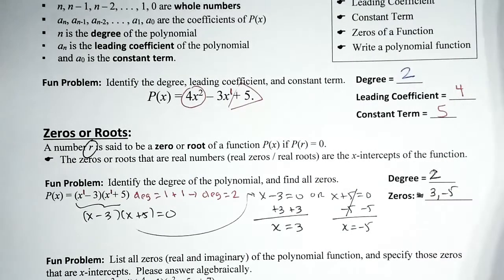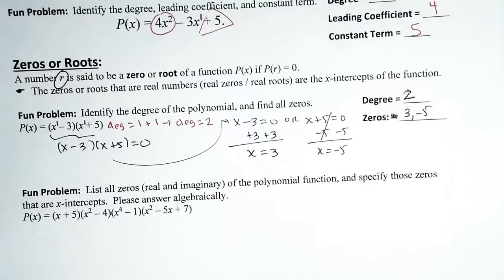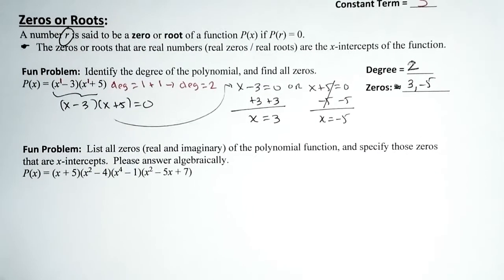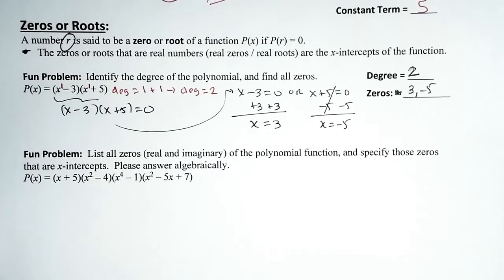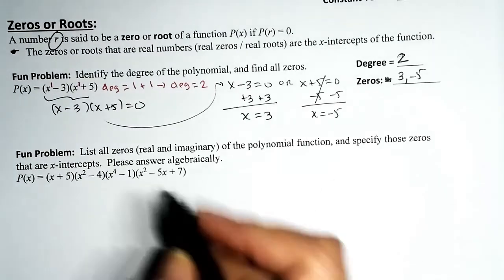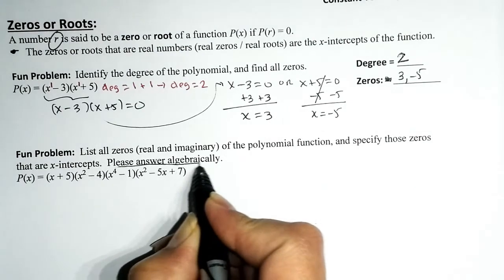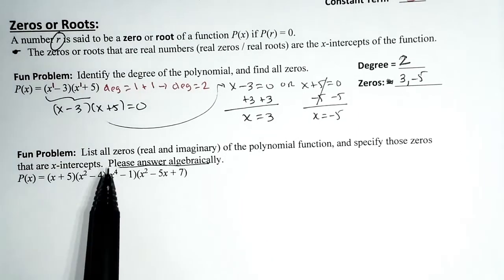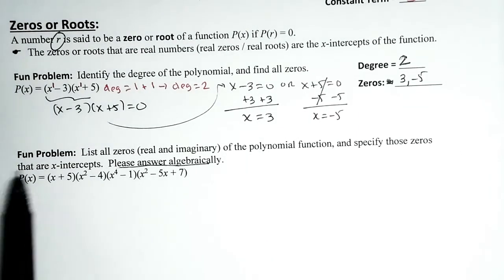Okay, so a fun problem reads, it says, where am I? So it says list all zeros, real and imaginary, of the polynomial function and specify those zeros that are x-intercepts. And I know that you have a graphing calculator, but I need you to answer algebraically, so don't just punch it in. So long story short, the question says find the zeros. Okay, so if we want to find the zeros, we want to know what makes it a 0.